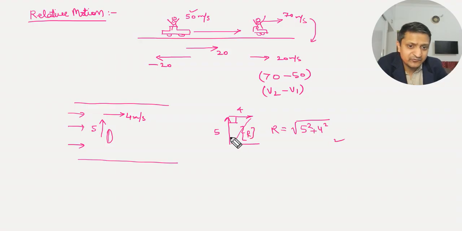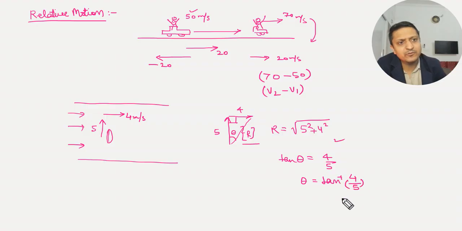And then we have to calculate theta also. For that, you could use tan theta. Tan theta will be 4 by 5. So theta will be tan inverse of 4 by 5. So theta would be known, and then you can calculate the resultant. So this would be the answer.